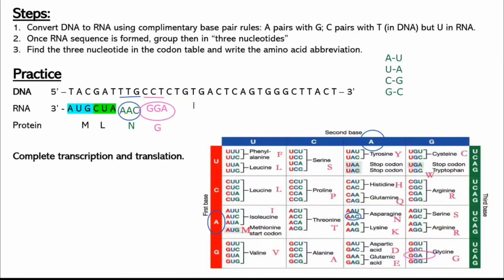So do you see how I'm doing this? Does anyone have any questions on how we are proceeding ahead with it? C pairs with G, T pairs with A, and G pairs with C. So the next one is GAC. It will take forever because the process is so slow. GAC, find it here. That's the aspartic acid.